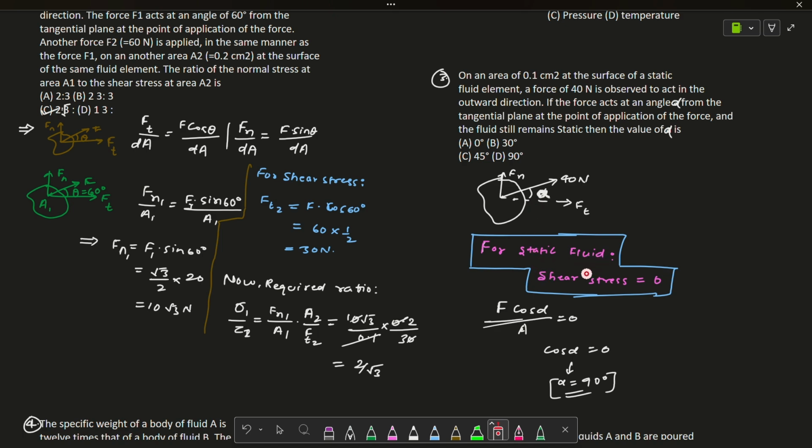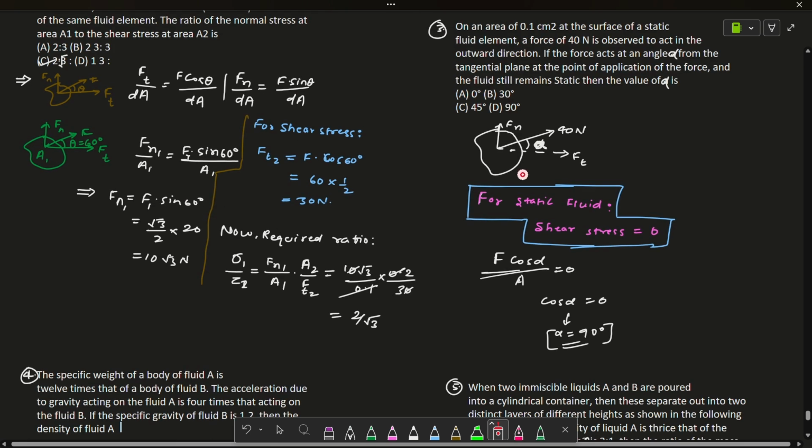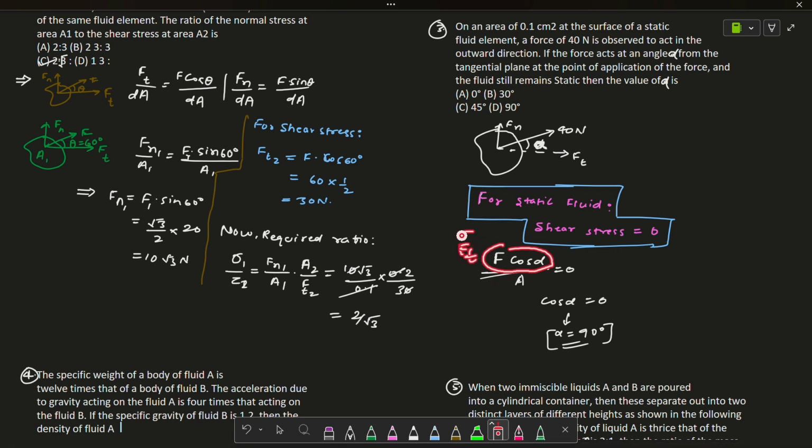So for static fluid, we know that shear stress would be equal to 0, right? I have told you here in point 1 that for static fluid, the shear stress is always 0. So we will take the shear stress to be always 0. The shear stress can be given as F cos theta, which is Ft, divided by A. We have discussed this here in detail. So Ft divided by A should be 0.